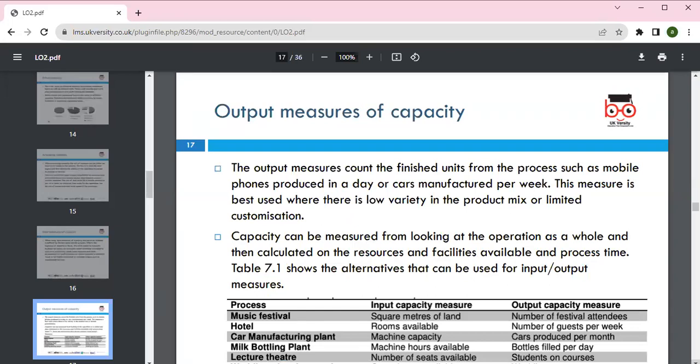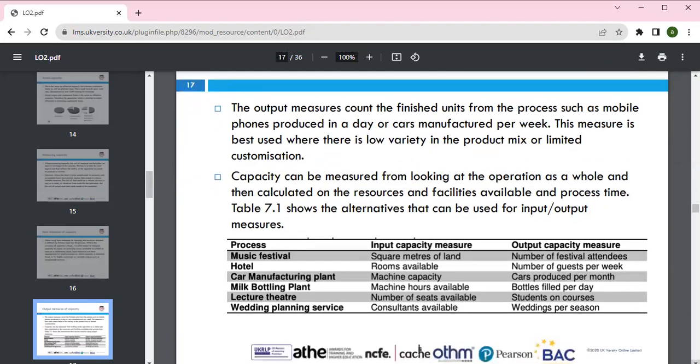So guys, we can look at how the output can be measured. We can look at the finished units, how many mobile phones we can produce a day, or the cars per week. Output measures are best used where there is variety and a product mix, and capacity planning can be measured from the operation.